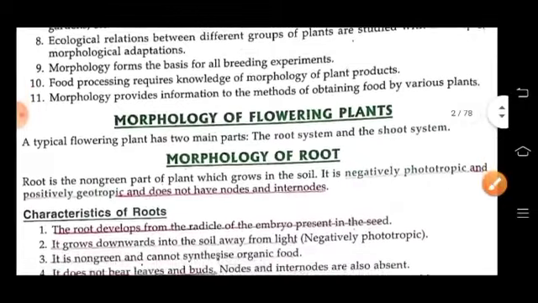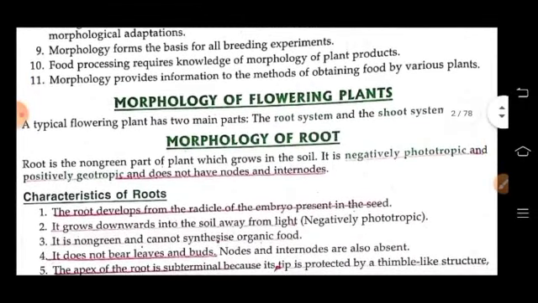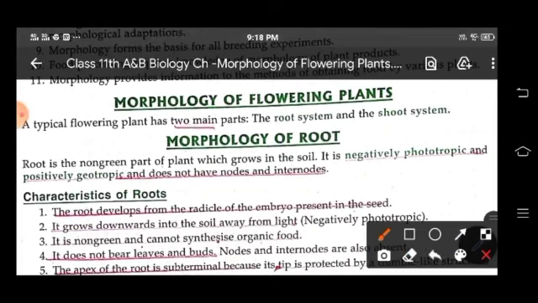So let's come to morphology of flowering plants. As you know, a typical flowering plant has two main parts, the root system and the shoot system. Now roots are the non-green part of the plant which grow away from the sunlight as they are negatively phototropic, and they are positively geotropic and they do not contain nodes and internodes.